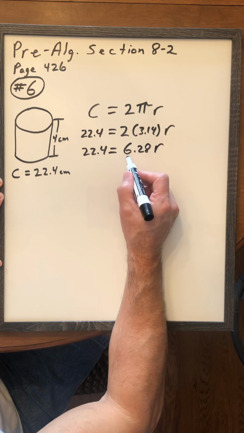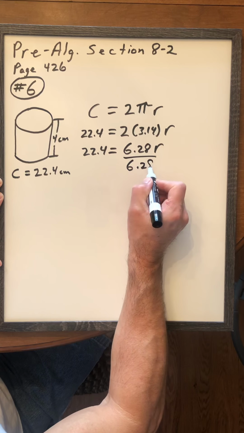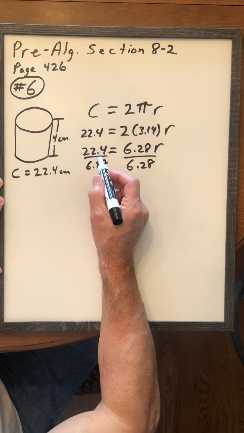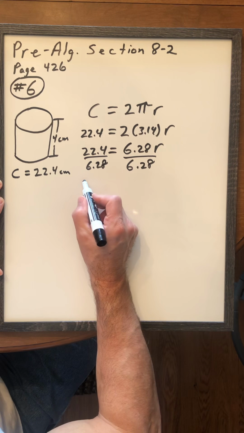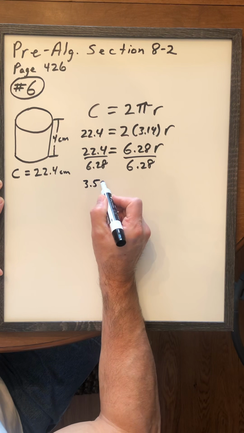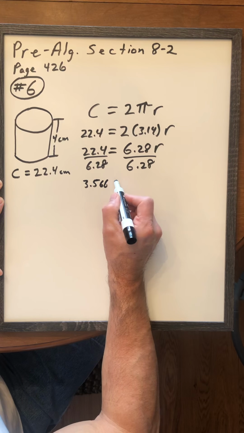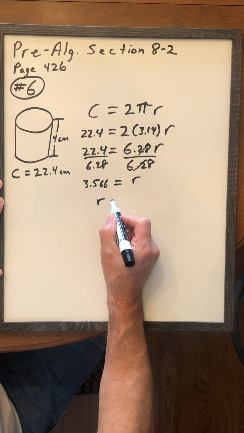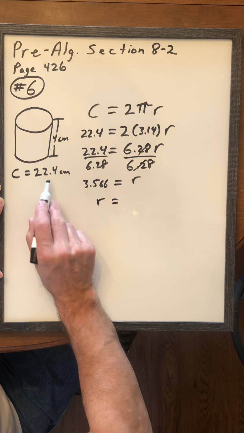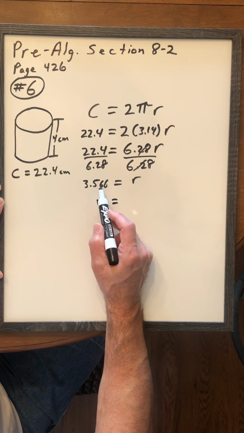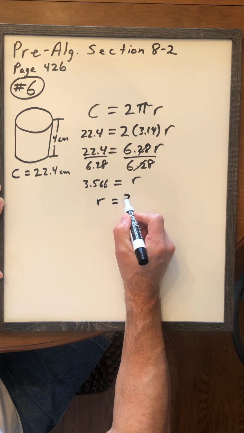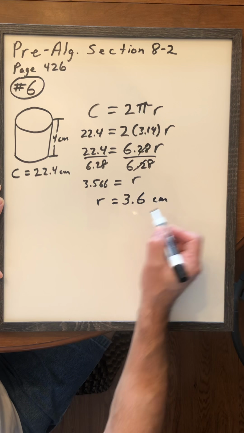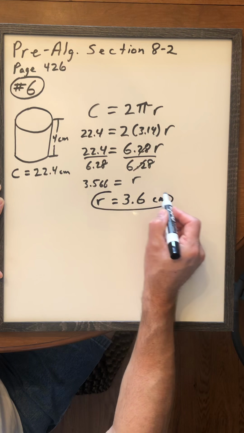And now I want to solve for r, so I'm going to divide by 6.28 on both sides, and 22.4 divided by 6.28 is 3.566, and it's going to keep going on, and these divide out, and it leaves me r. So r equals, and since this was to the tenths, I'm going to round this to tenths. This is a 6, so that's going to round up to 3.6, and that would be centimeters, and that would be my radius.